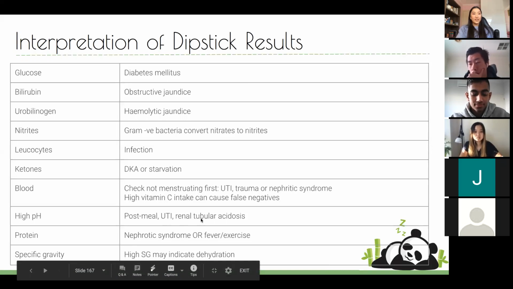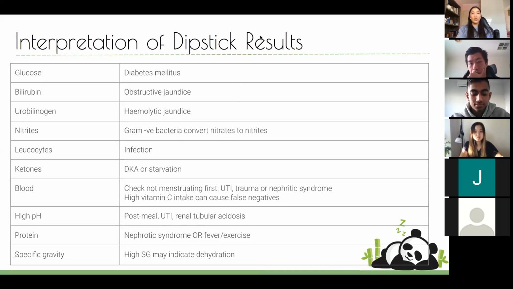Okay, and that is it. That is the end of renal pathology and OSCE and the end of the renal system.